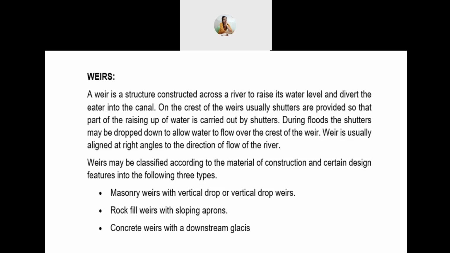During floods, the shutters may be dropped down to allow water to flow over the crest of the weir. Weir is usually aligned at right angles to the direction of flow of the river. Weirs may be classified according to the material of construction and certain design features into the following three types. The first one is masonry weirs with vertical drop, rock fill weirs with sloping aprons, and concrete weirs with a downstream glacis.